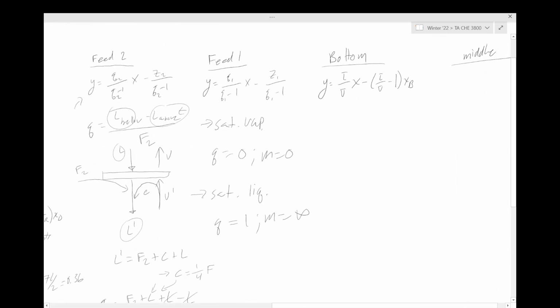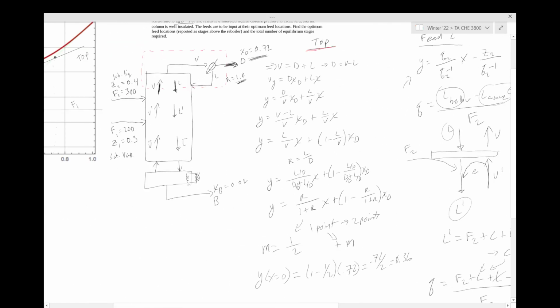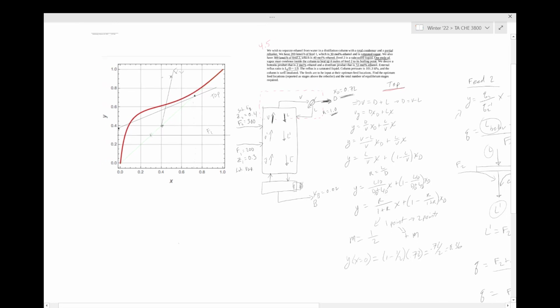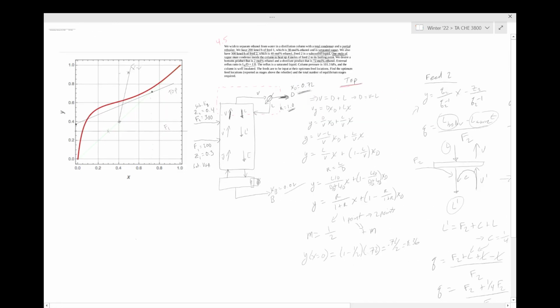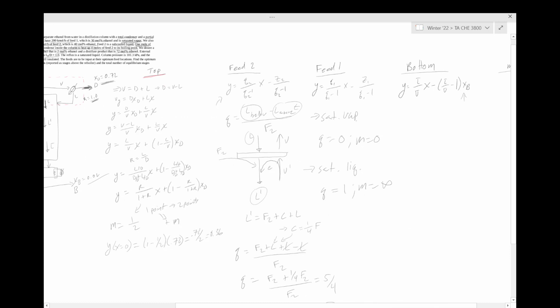So if we look at our bottom operating line, we have a point, we have xb. That's given. So if we come back over here, we know that our xb is equal to 0.02. So that's going to be about, very small, about there. So we have 1 point. Now we need either the slope, which is not known, or we need an intercept, which is also not known.